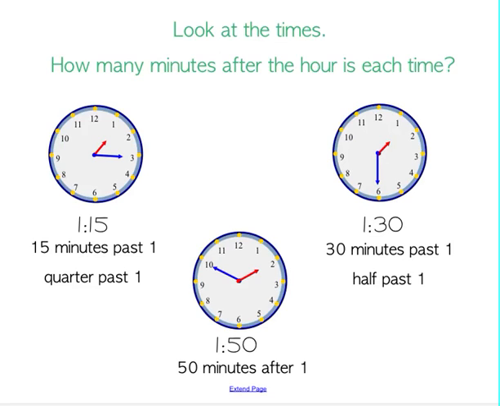So the hour is 1, and when we look where the minute hand is pointing, the minute hand is pointing at the 10. That, when we count by 5s, is 50. So this clock says 1:50. That is how many minutes till 2 o'clock? It's 10 minutes to 2. We also can say it's 50 minutes after 1.